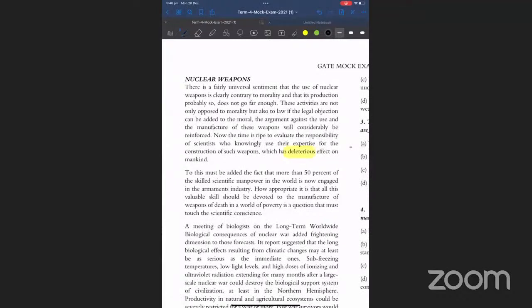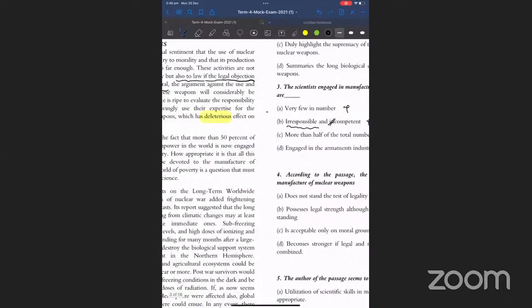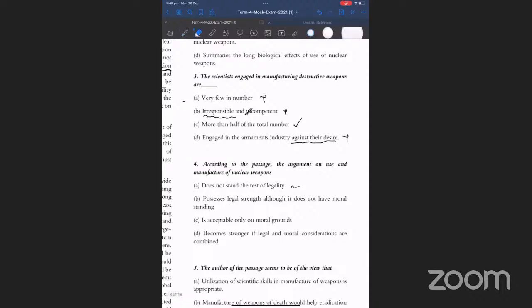These activities are not only opposed to morality, but also to law. Also to law, if the legal objection can be added to the moral, the argument against the use of manufacturing will be considerably reinforced. Well, actually, it says that it does not stand the test of legality. So yeah, it does say that. My bad. "Possesses legal strength, although it does not have moral standing." No, it does have moral standing. So this is correct.